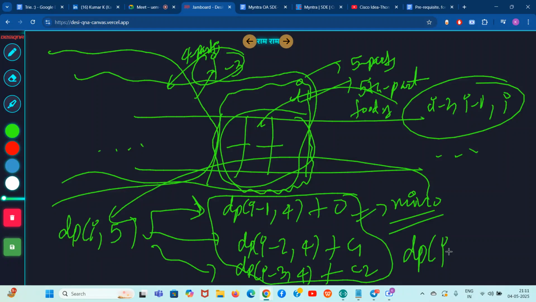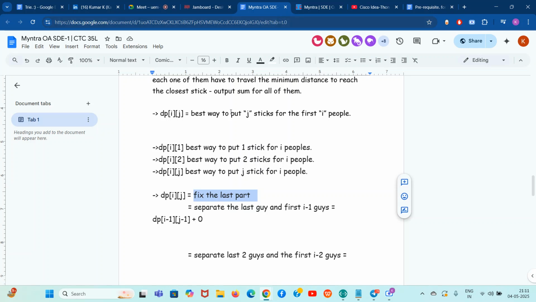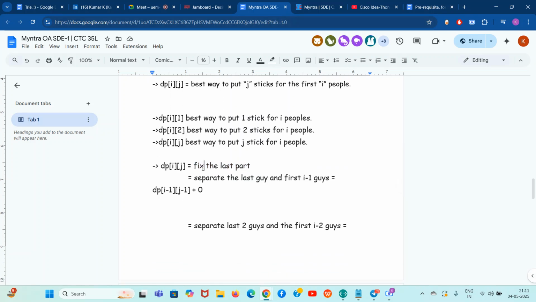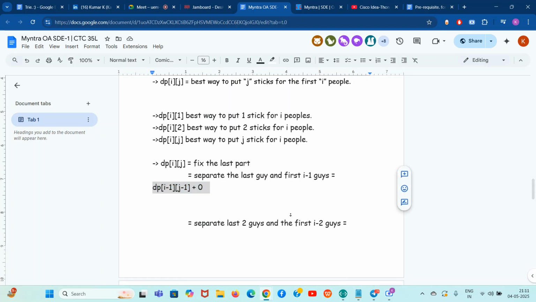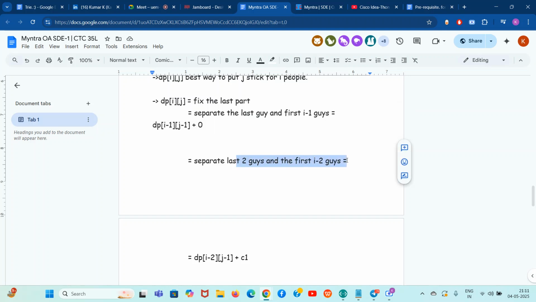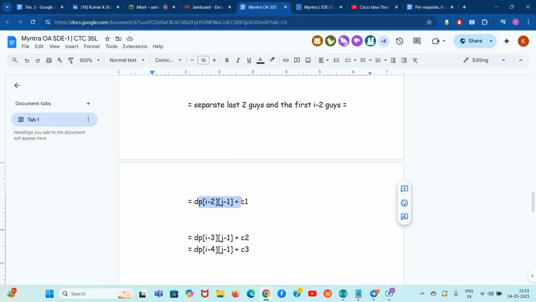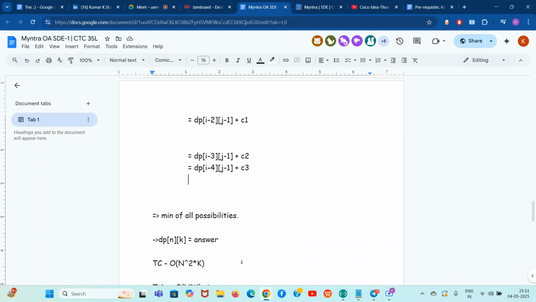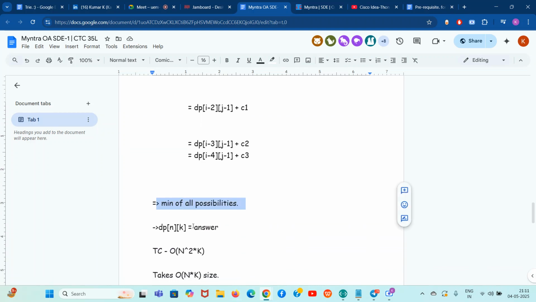That's the formula for dp[I][J]. Currently J was 5, but for any J you can do it. So guys, you can see that for dp[I][J], fix the last part, separate the last guy and the first I minus 1 guys. This is one possible answer. You separate the last two guys and the first I minus 2 guys, that is dp[I minus 2][J minus 1] plus C1, and so on. The minimum of all possibilities is the answer. So dp[N][K] is the final answer.